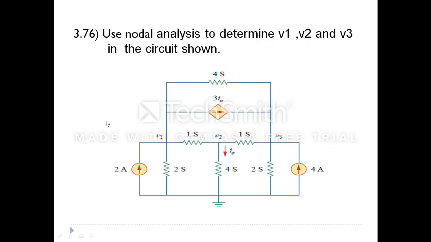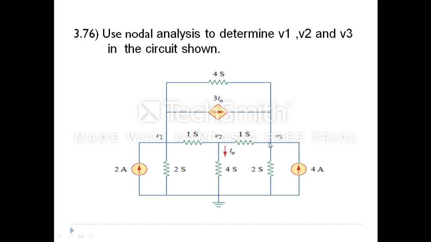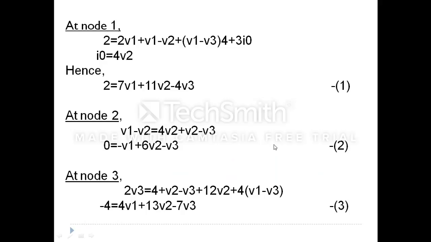Now at node 2, after writing the equation, you will get V1 minus V2 equal to 4V2 plus V2 minus V3, which will give you 0 equal to minus V1 plus 6V2 minus V3. Let it be equation 2. Now at node 3: 2V3 equal to 4 plus V2 minus V3 plus 12V2 plus 4 V1 minus V3, which will give you minus 4 equal to 4V1 plus 13V2 minus 7V3. Let it be equation 3.